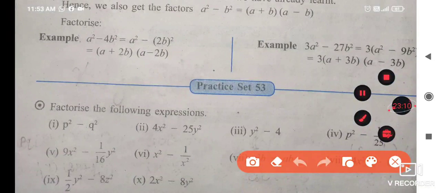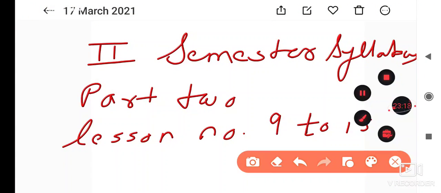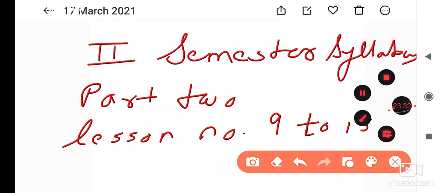So all of you study. If any doubts are there, you just ask me. So here is the syllabus of the second semester, that is part 2 of our textbook. Direct proportion to inverse proportion and set up to statistics we have to complete, and all the lessons I have taken. Okay, so all of you study well for the exam.